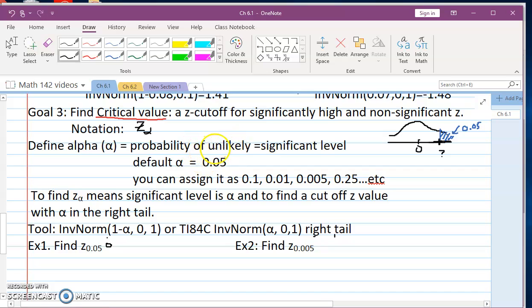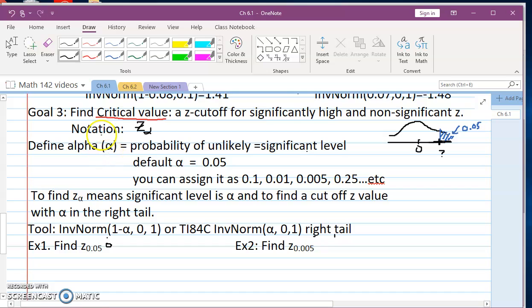So this probability of unlikely has a symbol alpha, which is a Greek letter, and in statistics it's called the significance level. We'll be using it a lot again in chapter 8. So remember this name, significance level, means probability of unlikely.